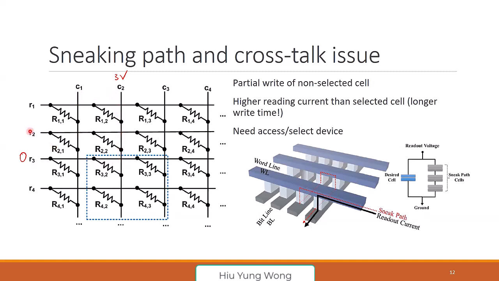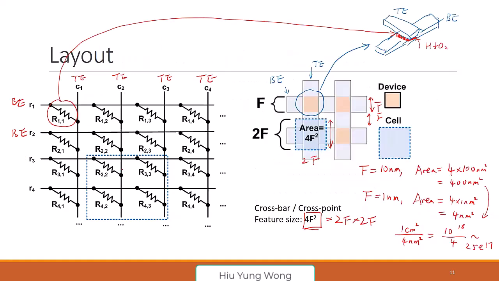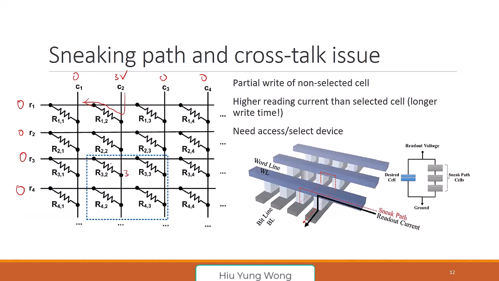But what am I going to do with the others? How should I bias this? One possibility is, what if I put this as 0? Then what will happen? I'm actually going to have leakage current going through here. But that's okay, you may say, it really doesn't matter, because at this stage this is 3 volts. I'm still writing this cell, right? And here you have a lot of current going through. You just waste a lot, and you're going to write the other cell also.